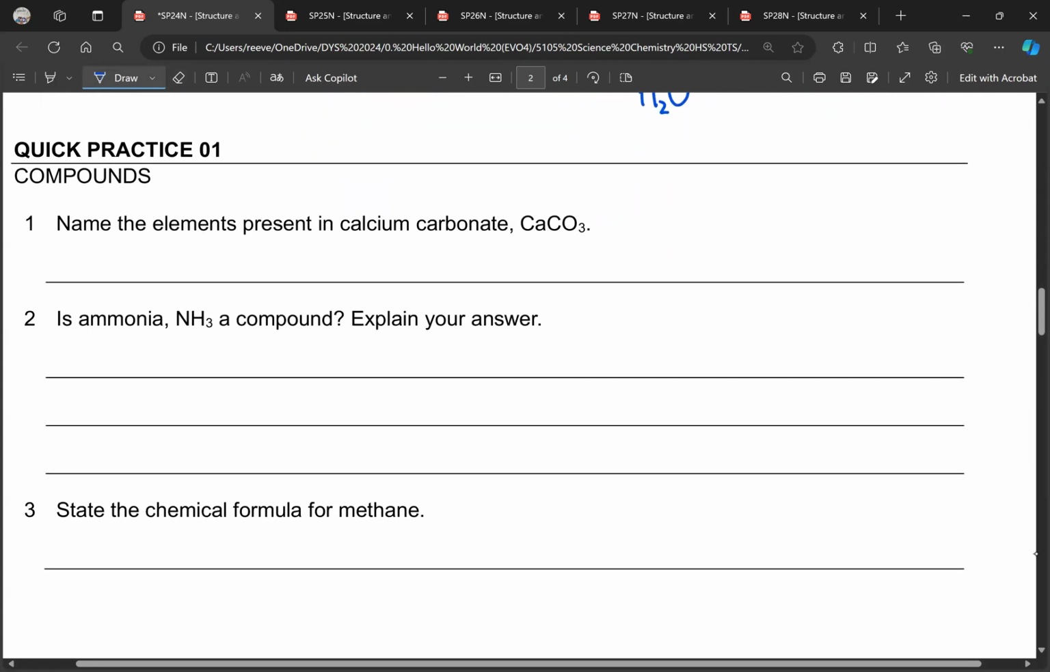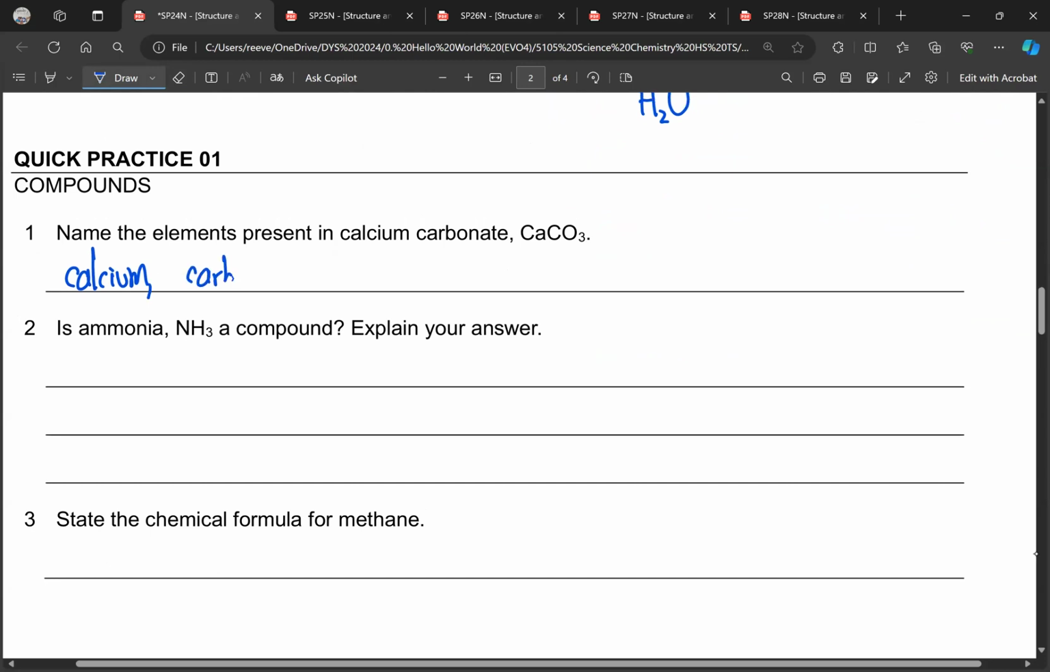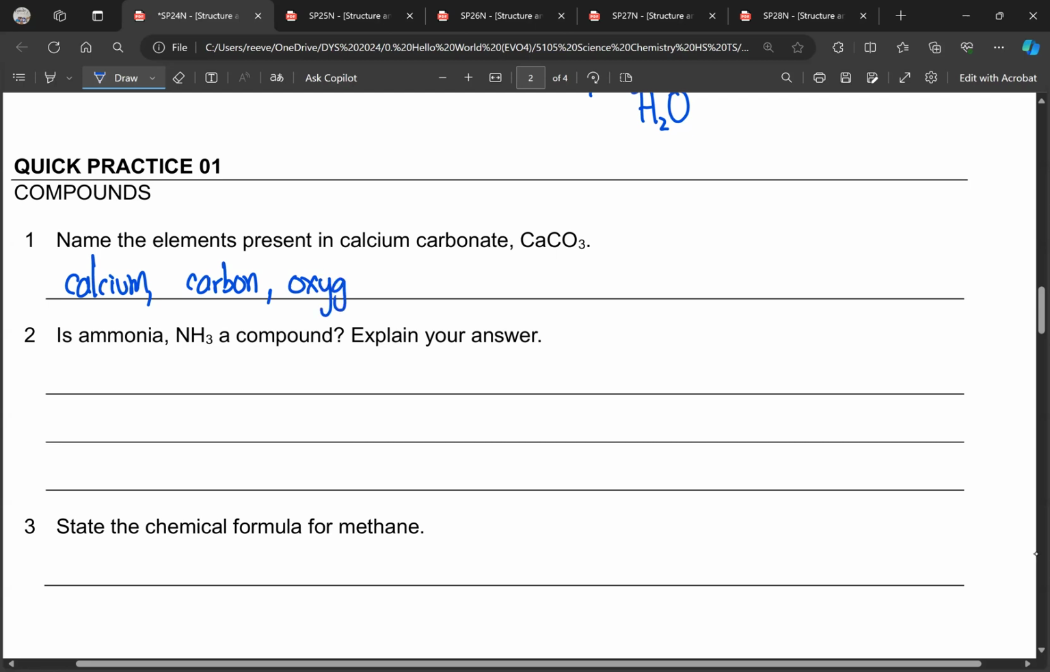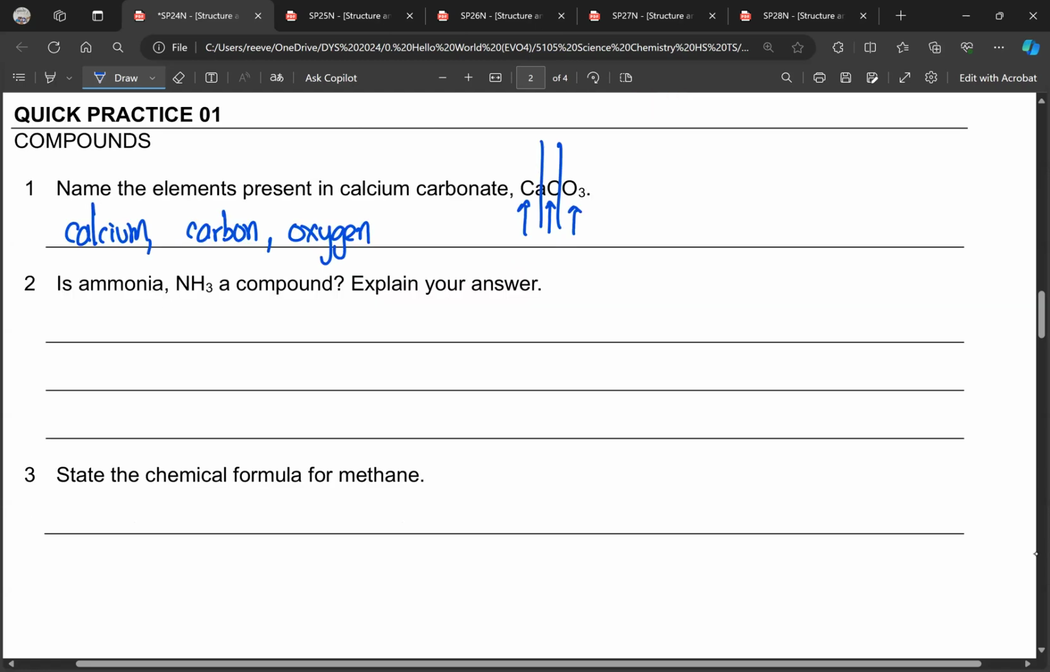Name the elements present in the calcium carbonate. But you have not answered this question. That means you must be daydreaming. The elements are calcium, carbon, oxygen. How do I know? Check the periodic table. Where to find the periodic table? Google. So I have calcium, carbon, oxygen. Is ammonia a compound? Explain your answer. I'll give you 3 lines to write.